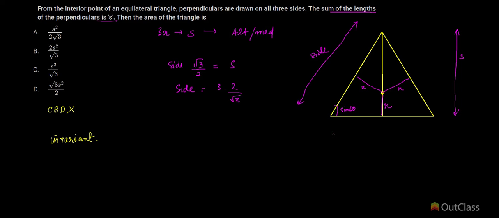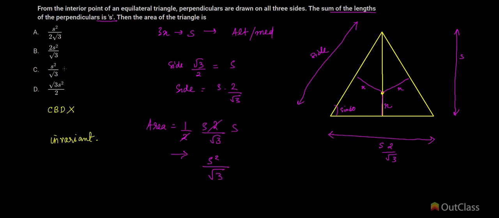Now that is the same as this side, because equilateral. So this is also S into 2 by root 3. Now you have the base and the height. The area is half into base into height. Cancel the 2's and you have S square by root 3. S square by root 3 is your answer.